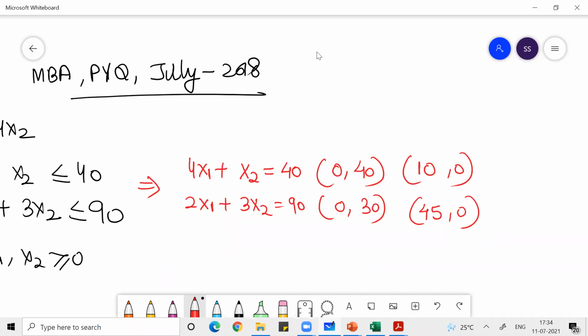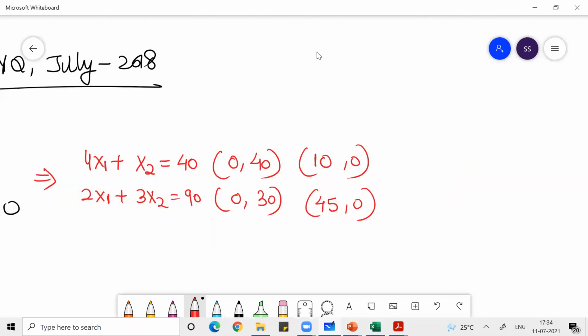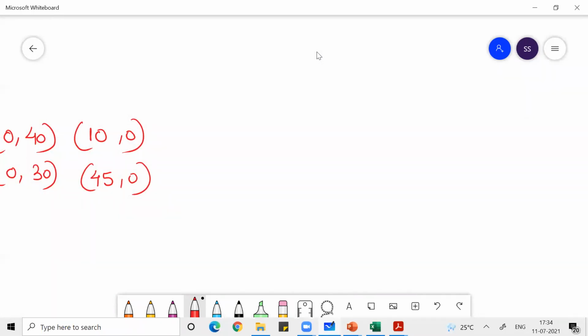once you get the coordinates, guys, now if you observe, both x1 and x2 are positive, so everything is going to lie in the first quadrant. And see the values also: the maximum value of x1 you need is 45, and the maximum value of x2 you need is 40. So keep that in your mind. And then what you do, simply draw a line like this.